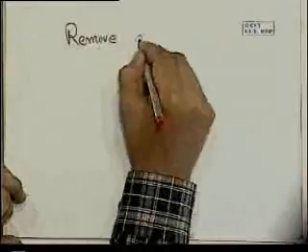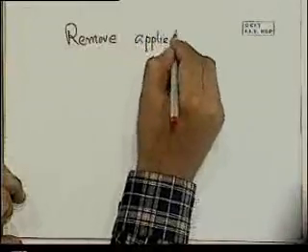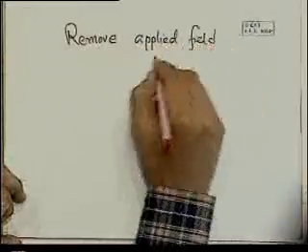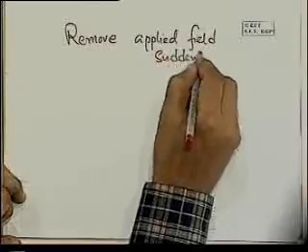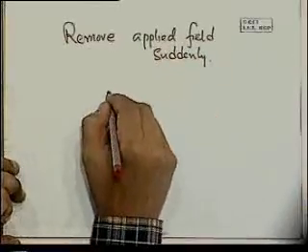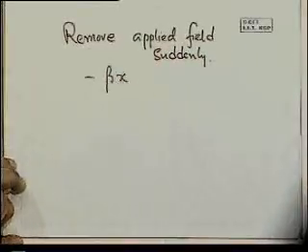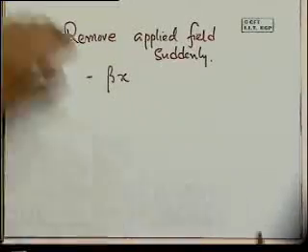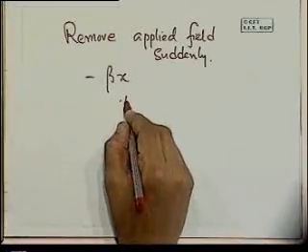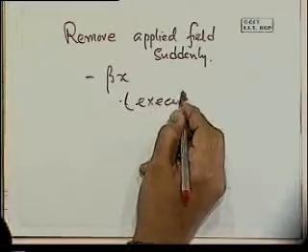to some equilibrium condition. So when I removed the applied field suddenly, only this beta x is active, right? So it will swing back and execute simple harmonic motion.